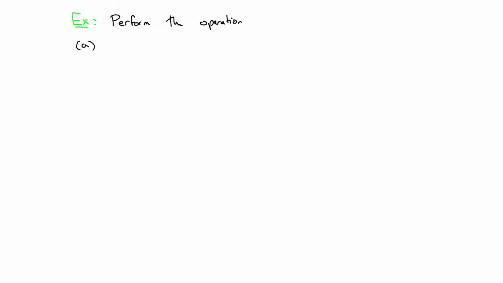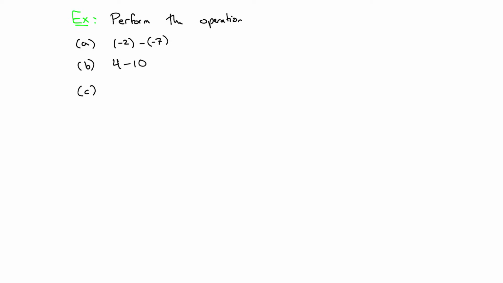A is going to be -2 minus -7. Part B will be 4 minus 10. Part C will be -12 minus -12. And part D will be -2 minus 0.